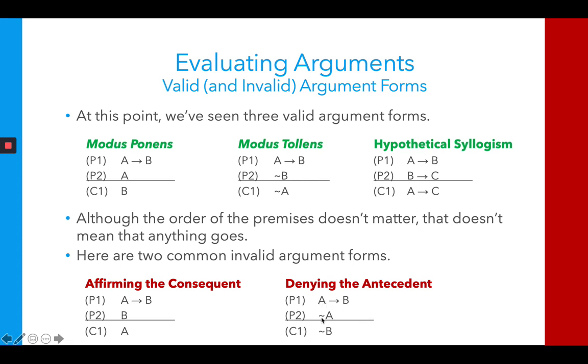Same over here. If A, then B. If we know that not A is true, we can't infer that not B. Again, this is an invalid form. It's going to be tempting. It looks kind of good, but it actually is not a good argument form. So we're going to look at some examples to illustrate that.